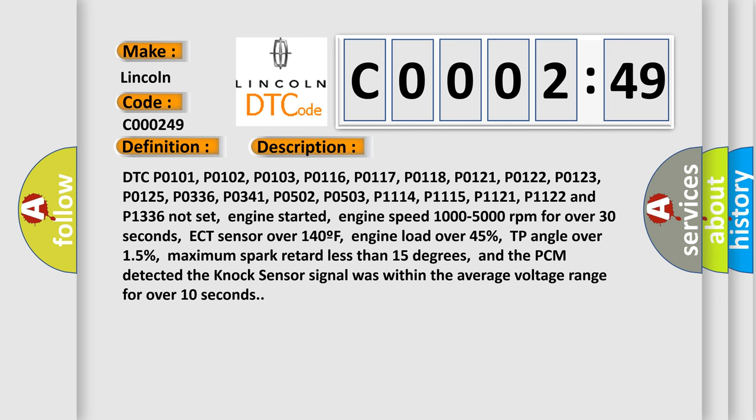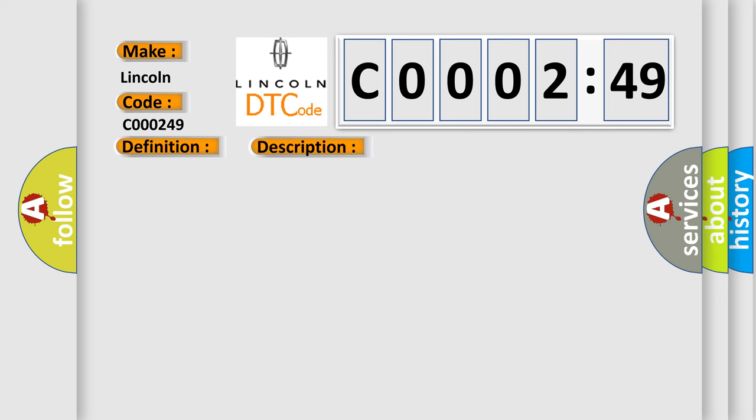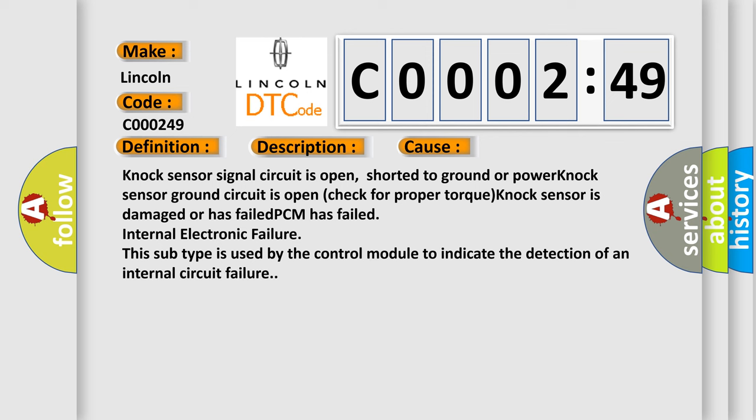This diagnostic error occurs most often in these cases. Knock sensor signal circuit is open, shorted to ground or power. Knock sensor ground circuit is open. Check for proper torque. Knock sensor is damaged or has failed. PCM has failed, internal electronic failure. This subtype is used by the control module to indicate the detection of an internal circuit failure.